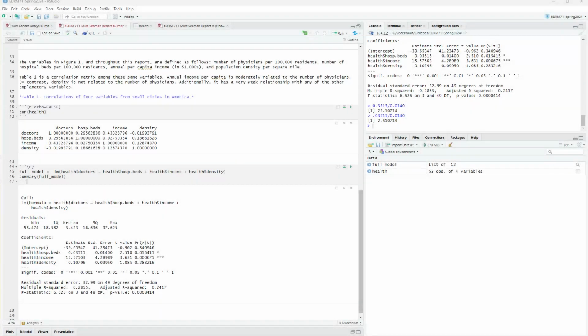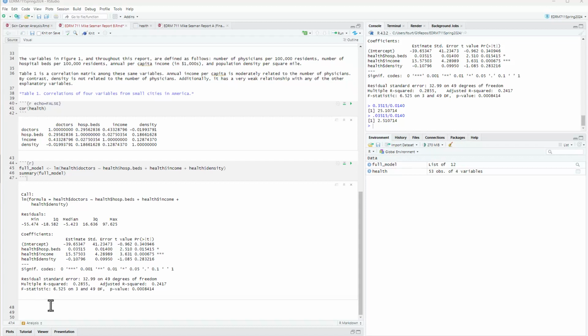In the last video, I looked at the full model for predicting the number of physicians there would be in one of these small cities. And the full model just means that we used all of the variables available to us, the hospital beds, the income, and the density. And we talked about the fact that density did not make a very good contribution. Let's try another model, this time without density in it, and compare the two and see what kind of change we get.